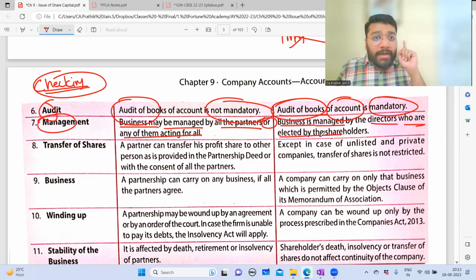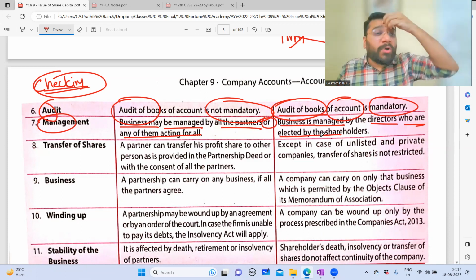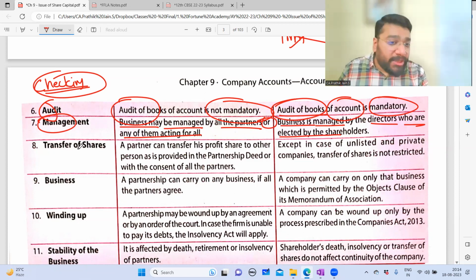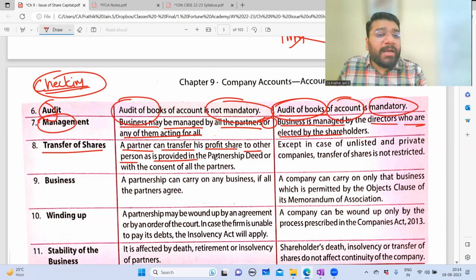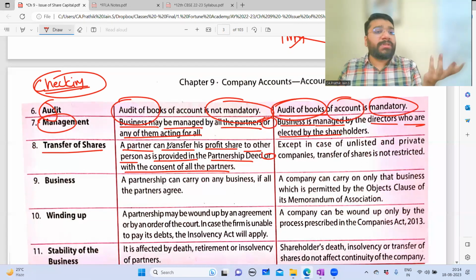So in partnership, the owner directly manages the firm, whereas in companies, the owners cannot directly participate in the management. They elect representatives called directors, who will participate in the management. Next is transfer of shares. A partner can transfer his profit share to another person as provided by the partnership deed or with the consent of all partners. So what does transfer of share mean?